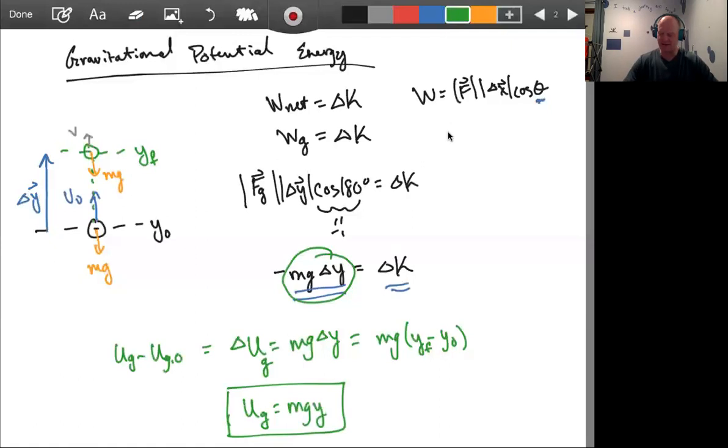So what this tells me then is how much energy an object has relative to some initial point, right? Oh, I'll come back and talk about that in just a second.